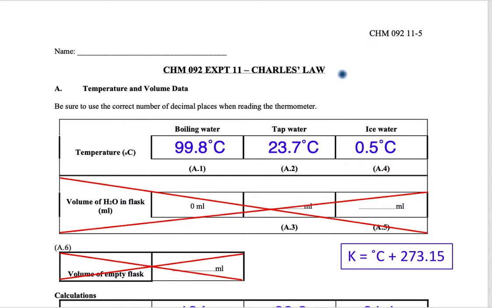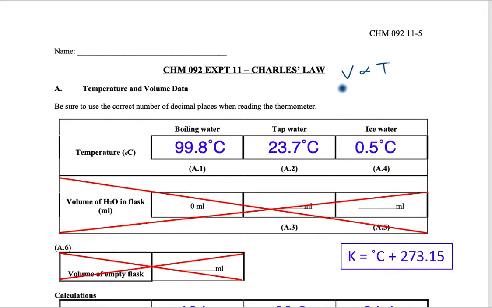This is the one where it showed that the volume and temperature of a gas are proportional to each other. Now, I'm going to let the lecture videos cover this material in detail, and here I'm just going to hit the highlights that are associated with this lab. So I would encourage you to watch those lecture videos on chapter 11 before doing this lab.